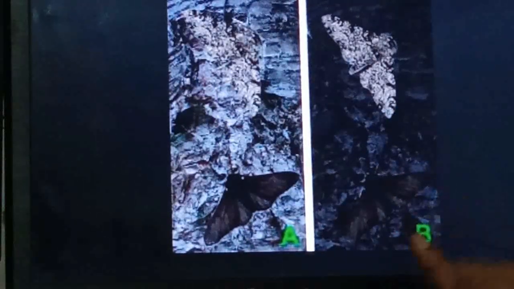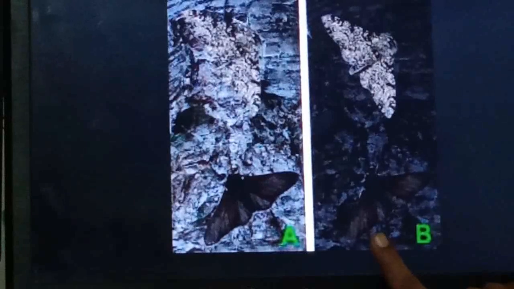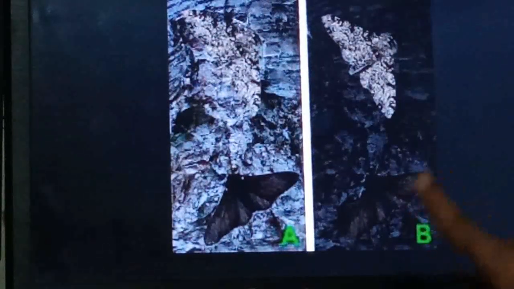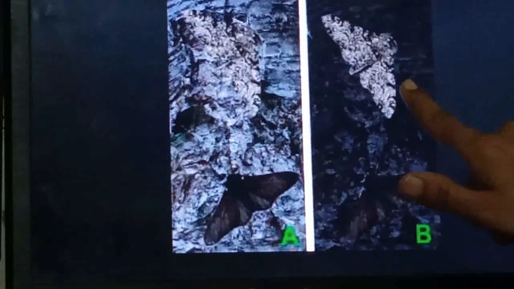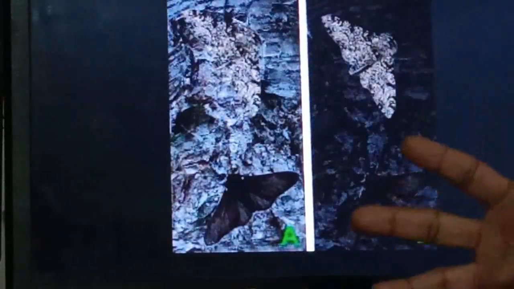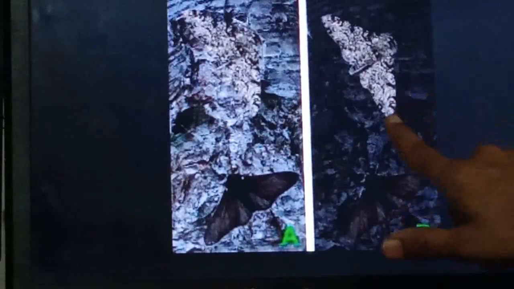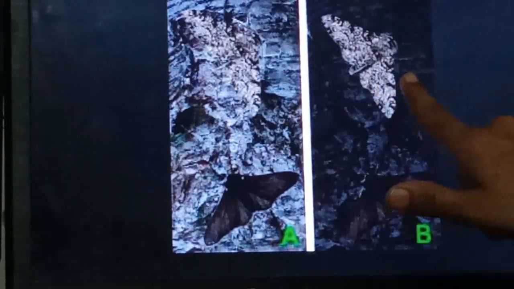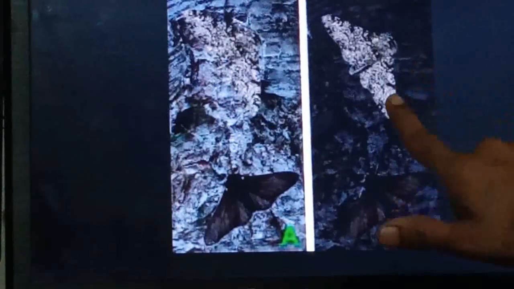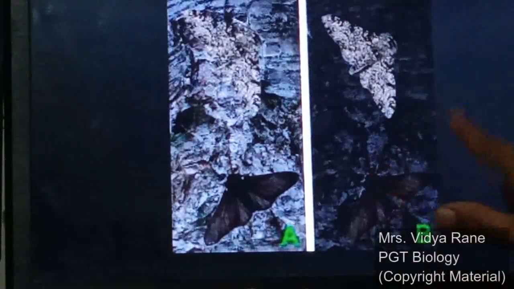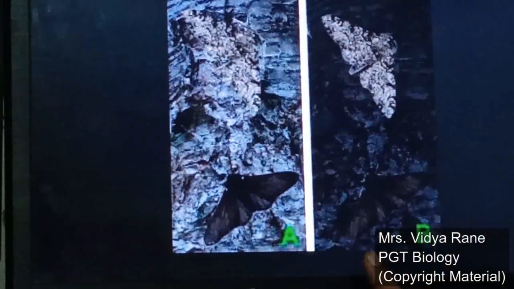Now the background of the tree has become blackish, and the condition has changed. In this condition, the black moth gets hidden in its blackish background, while the grey or white moth becomes clearly visible. This is the time when the predators spot these white moths very clearly, while the black colored moths get hidden in their black background, so they easily get saved.